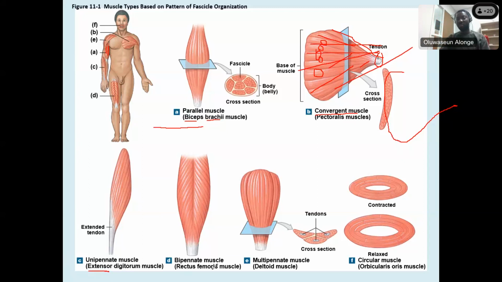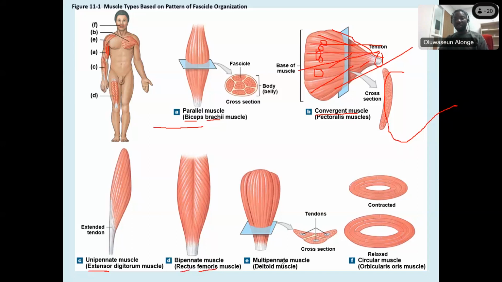Now, rectus femoris means it's around the femur, femoris, and rectus means that they are straight. All right, rectus means they are straight muscles. We'll talk about that more.